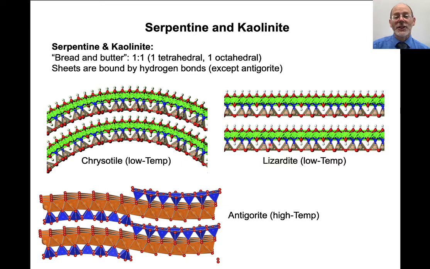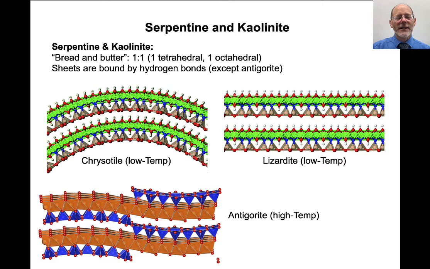Lizardite adds aluminum to the system. And when you add aluminum to the tetrahedral sheet, the points of the tetrahedra spread apart. And when you add aluminum to the octahedral sheet, the points on the octahedra get closer together. And so then the points can match up, and you can get these nice straight sheets.